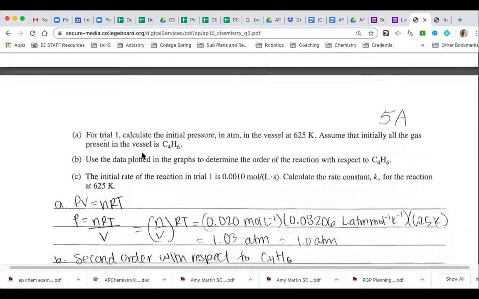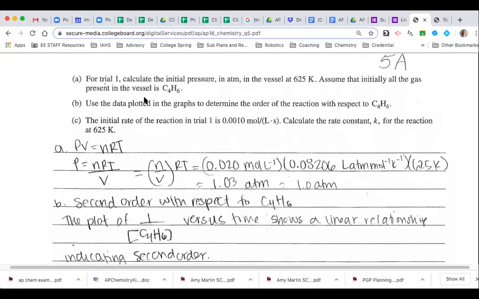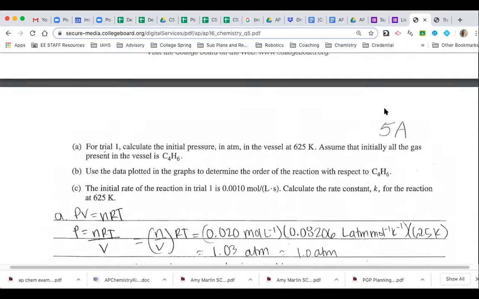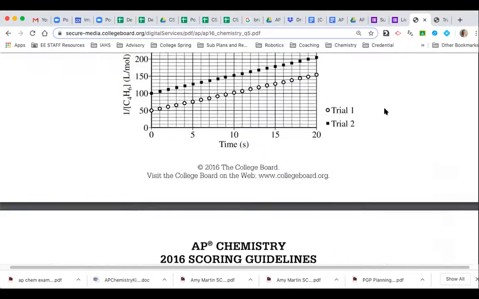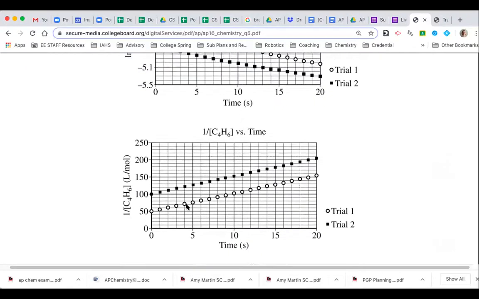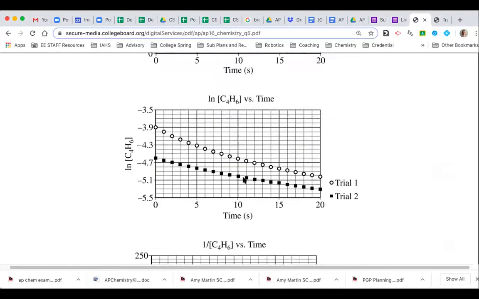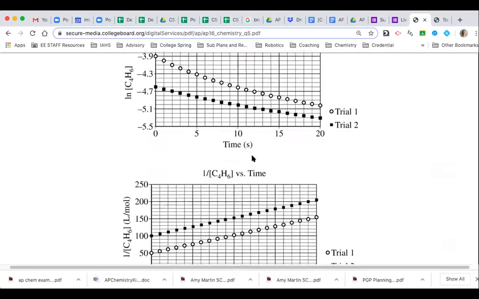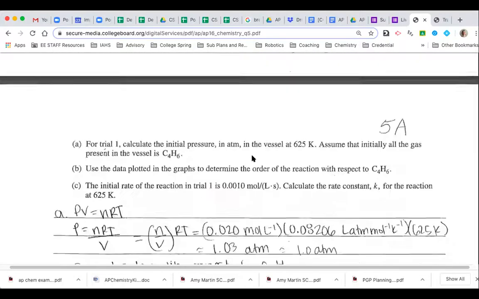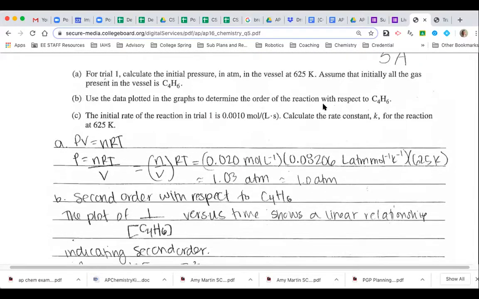So right now, let me find a normal thing for the questions. Use the data plotted in the graphs to determine the order of the reaction with respect to C4H6. I think we did that. We decided it was second order, right? Yeah, because this was the linear one. The other two were curved. So we decided it was second order with respect to C4H6.